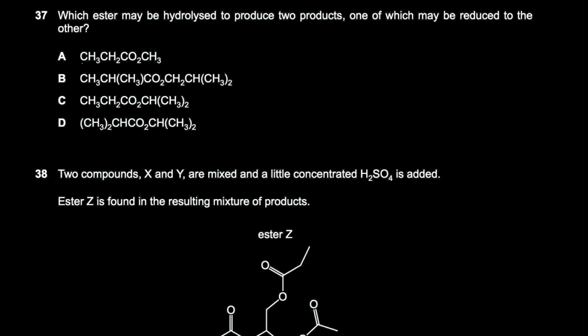Now, in the case of A, we have this CH3CH2COO. Again, the CH3CH2CO, these 3 carbons come from the acid, and this 1 carbon comes from an alcohol. So we have 3 carbon, 1 carbon, so that would be propanoic acid and methanol, right? Obviously, you can't reduce propanoic acid to give you methanol, so it can't be A.